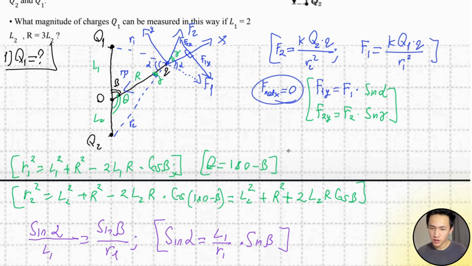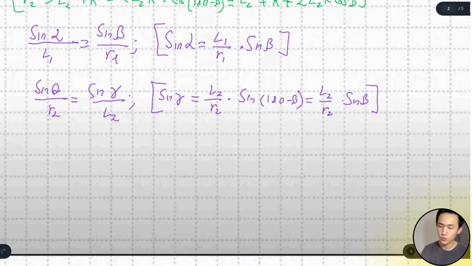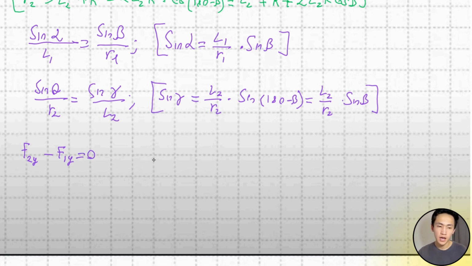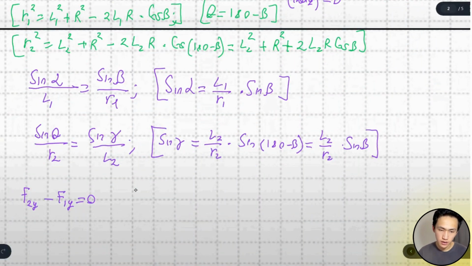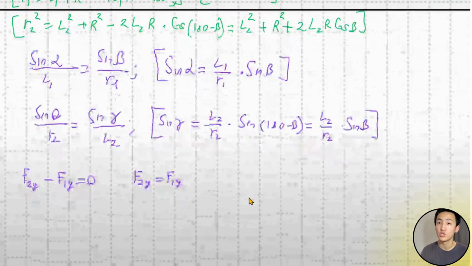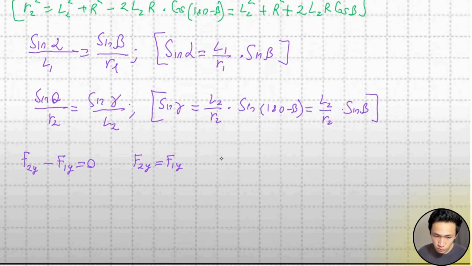So here we can define that the net force in the y direction is 0 because this charge is not moving. So F2y minus F1y equals 0. And we can put these values here. It means they are equal in magnitude but opposite in direction.